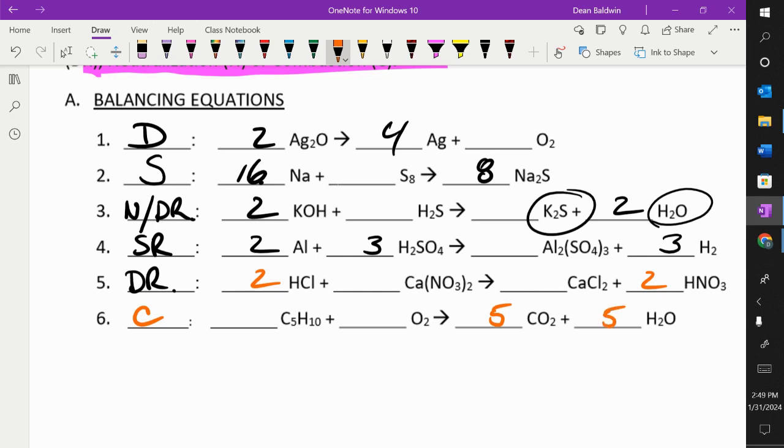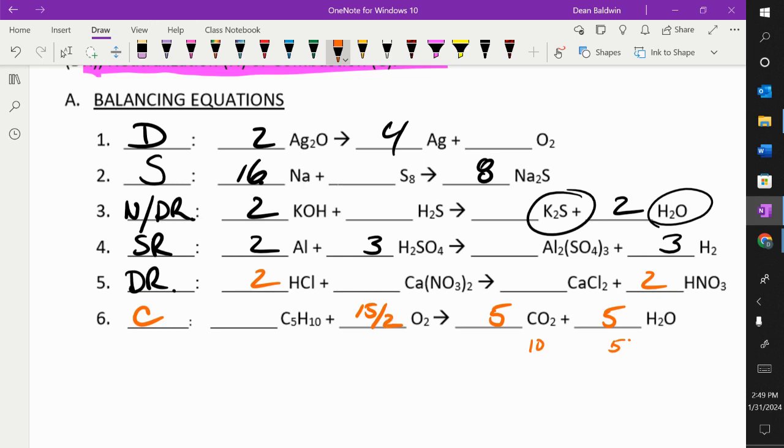Now we got to look at the oxygens. You always leave oxygens for the end because you have an O2 molecule. So I have 10 and 5. I got 15 oxygens on the product side. I got 2 on that side. What am I going to do? Yes, so I'm going to use fractions, but it's the same thing. I'm going to write 15 over 2 there.